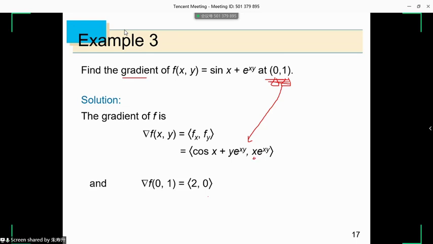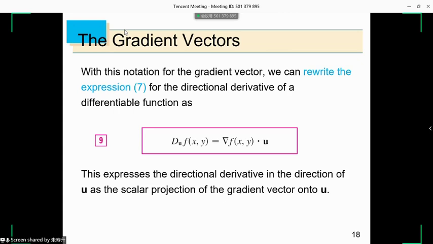Okay, this is the notation for the gradient vector. So we can rewrite the expression 7 for the directional derivative in this form: the directional derivative of f equals the gradient of f dot u. This is another method to write the directional derivative.